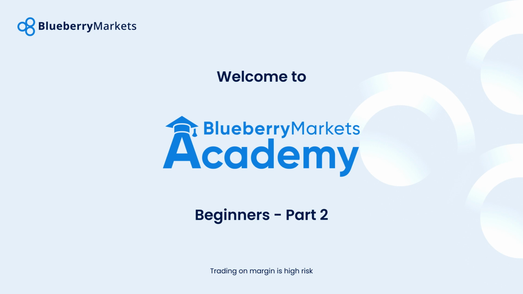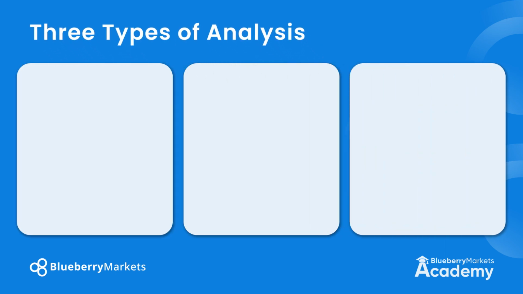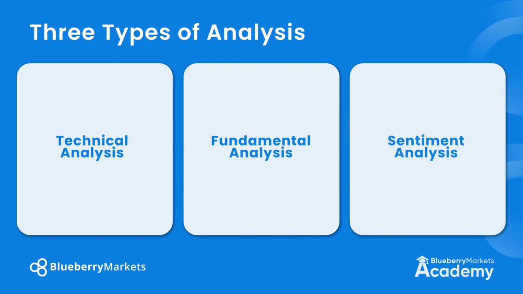This is the beginner series, part 2 of 3, and today we're going to be discussing the different types of analysis, charts and support or resistance. In the context of Forex markets, analysis can be generally categorized into 3 main types: technical analysis, fundamental analysis and sentimental analysis. The most common approach is to use technical analysis, and this approach involves studying price charts and using statistical measures to predict future price movements.